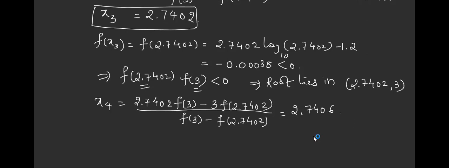And one more thing. Okay, we'll stop the process because the difference is very, very less. It is a 0.0004 difference. Before that, I'll take one more thing and I'll tell you why I'm stopping it. So just find f of 2.7406. In the given function, you replace x by this quantity.